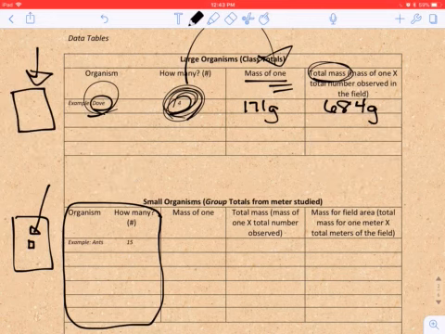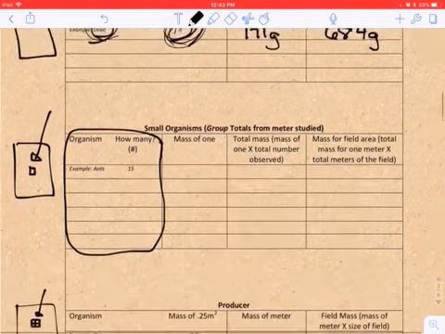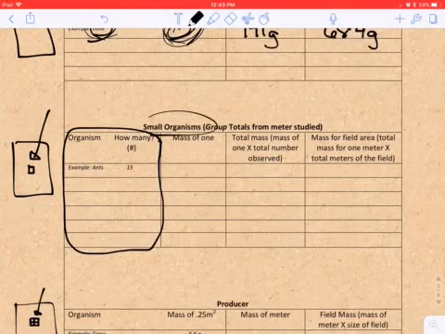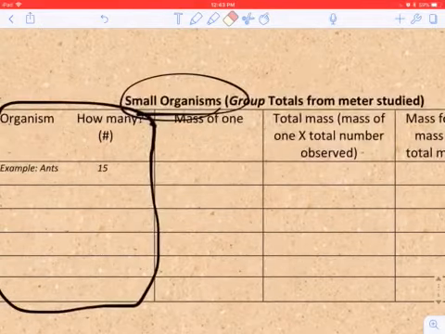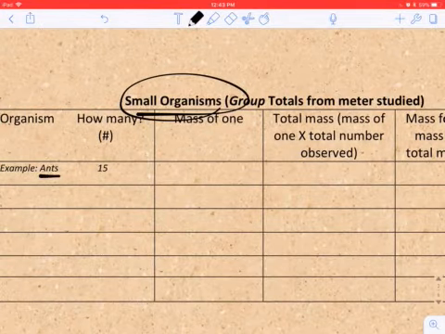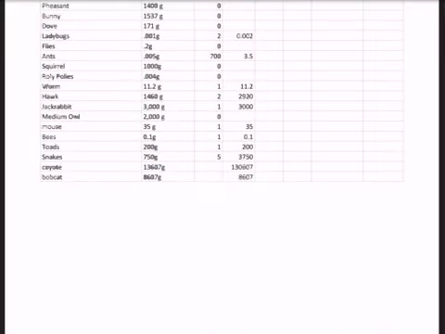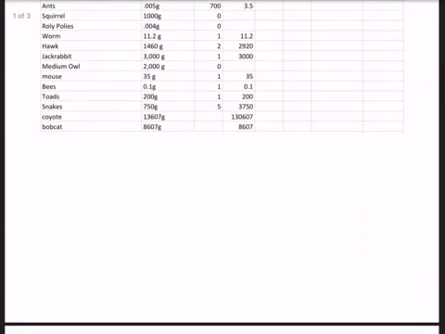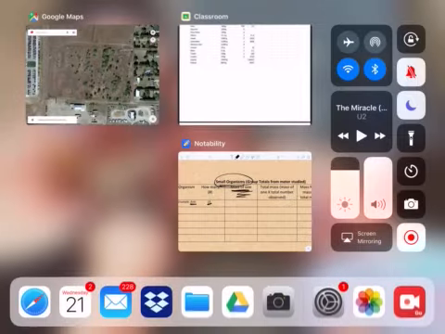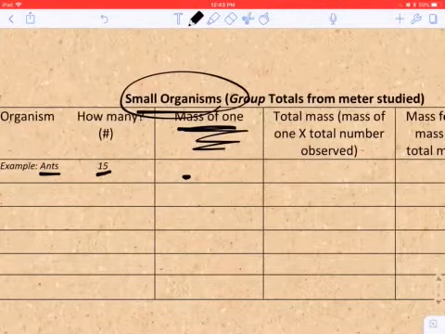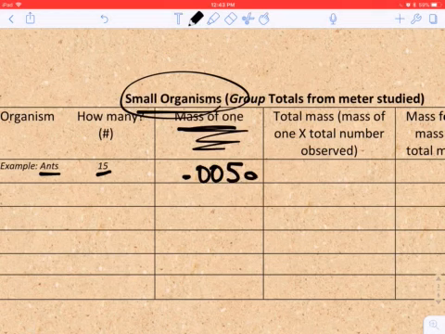Alrighty. Now you can pause it and do that. Small organisms, each group is going to be different. If you had 15 ants, you're going to need the mass of 1 first. So you're going to go back over here, find ants. If it's not on here and you can find it, you can add it on here, so we don't have to keep looking them up. 0.005 grams.